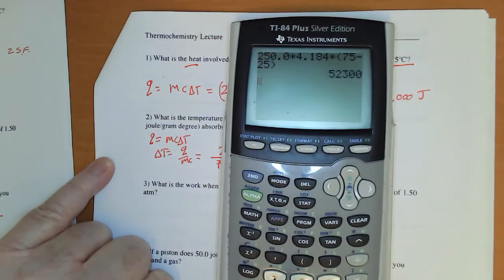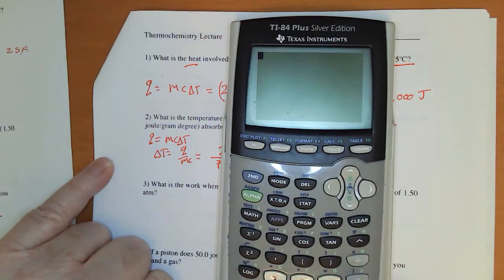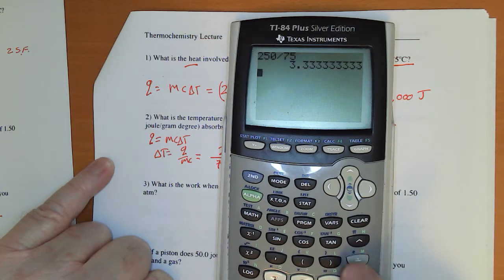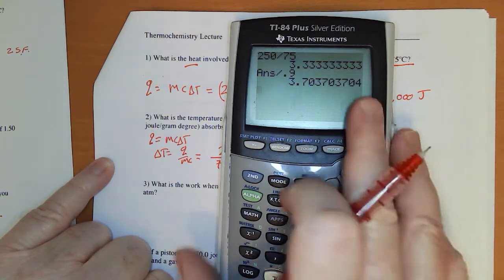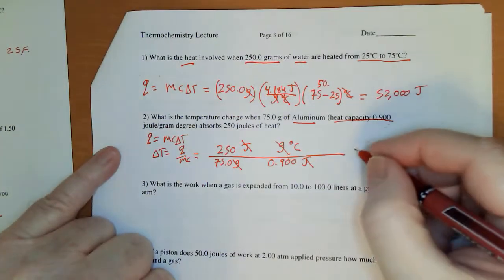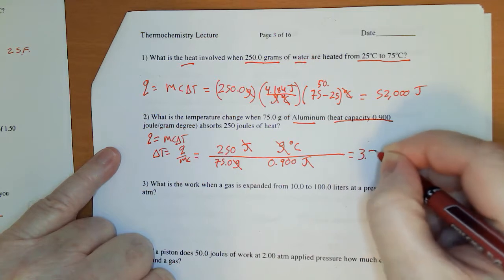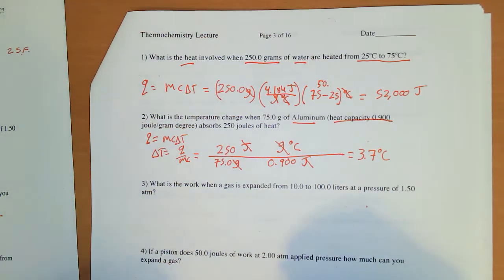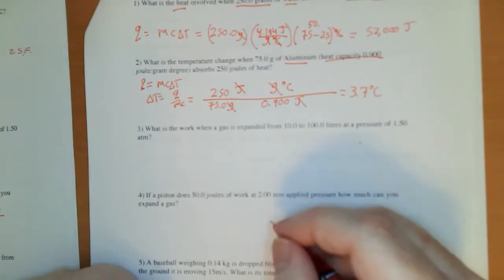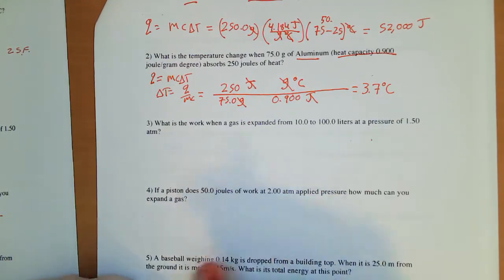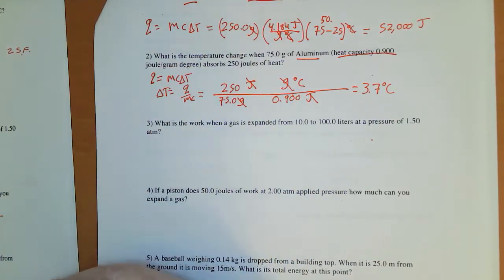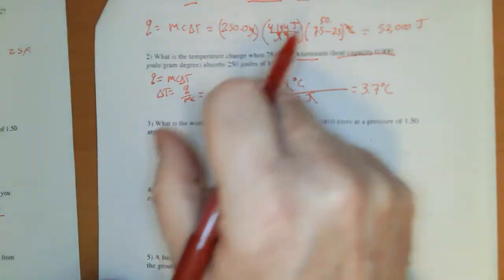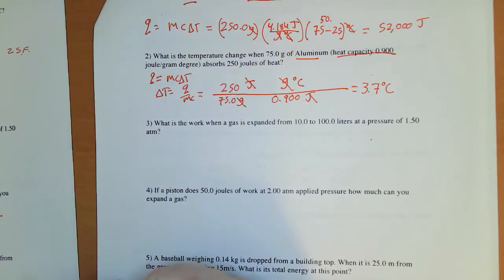And I go here, 250 divided by 75 equals, divided by 0.9 equals. All right, so I'm looking at 3.7 degrees. All right, pretty straightforward. Don't think those will give you too much heartache. You won't have any standalone problems based on that. You'll use these as part of bigger problems.